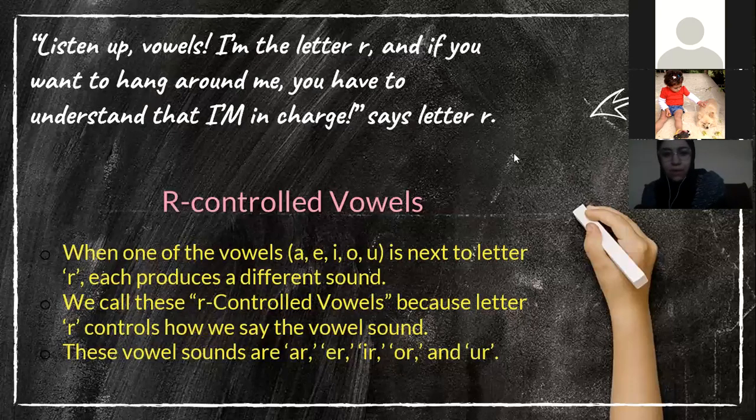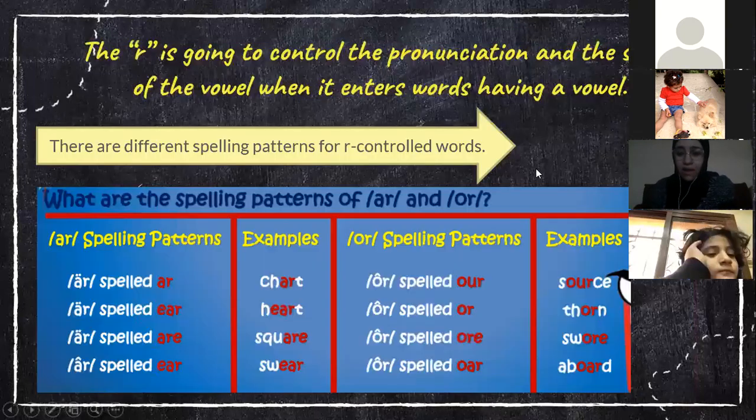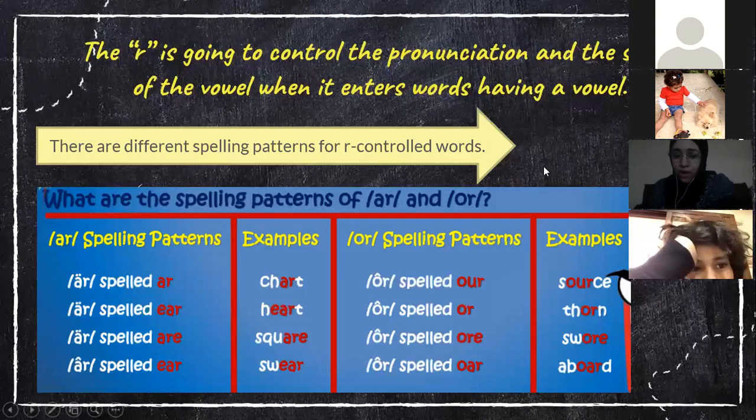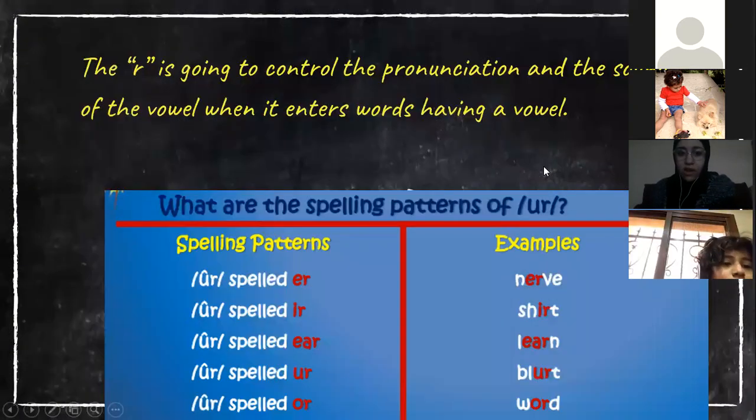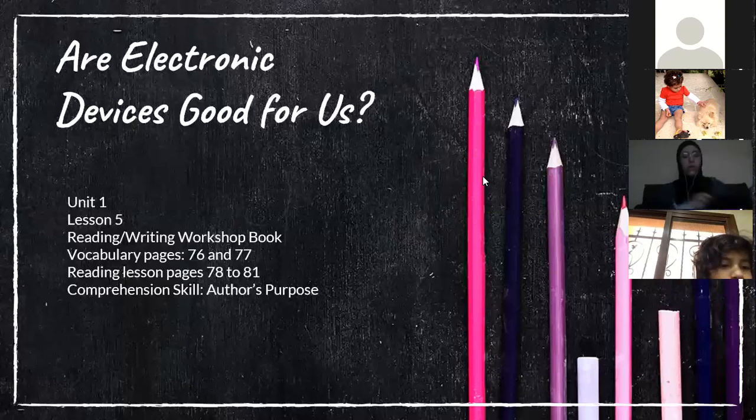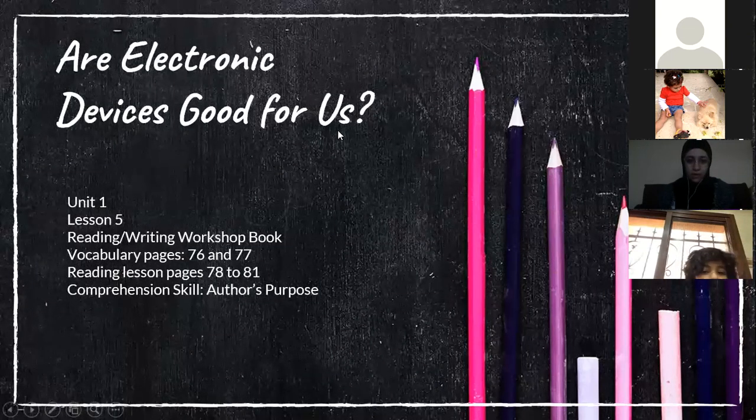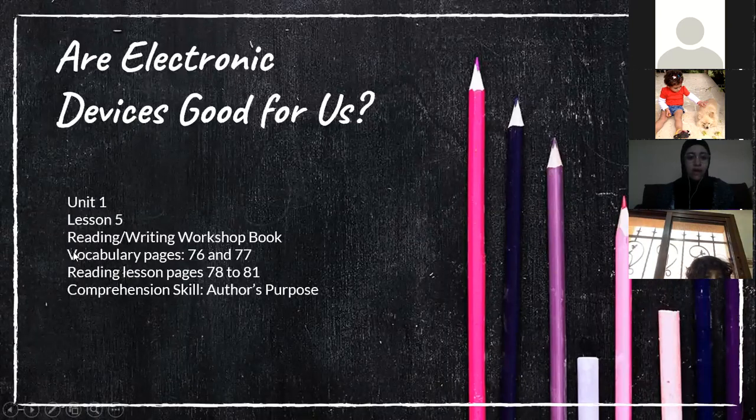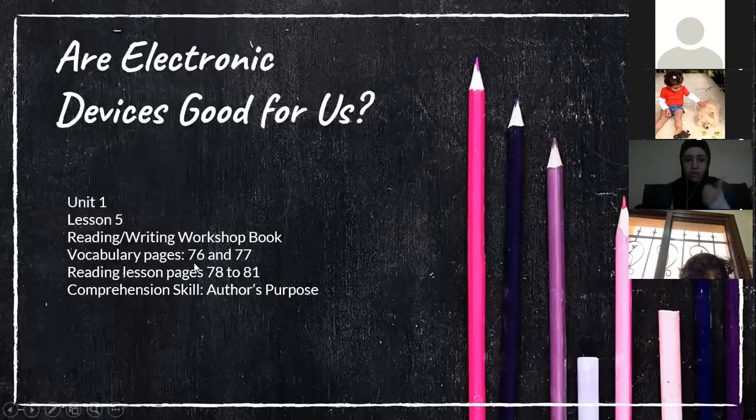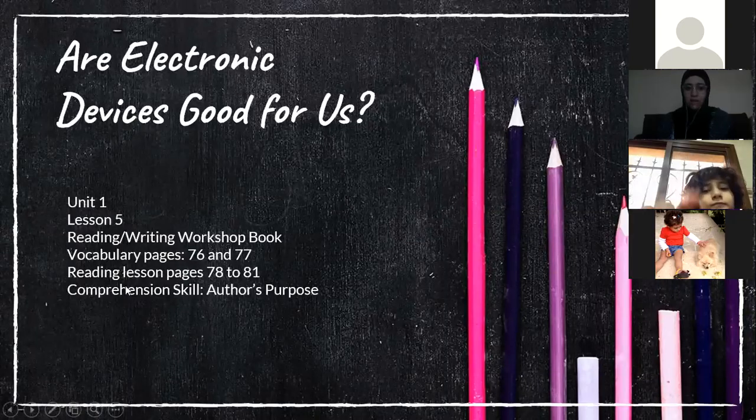Okay, we finished the phonics part. And as I said, you can solve the pages on your ISI booklet if you want, the pages regarding the phonics. So what we're going to cover today is comprehension. We're going first to cover unit one, lesson 5. Its title is Are Electronic Devices Good for Us? The pages are in the Reading Writing Workshop book, the reading book. The vocabulary pages are 76 and 77. The reading lesson pages are 78 to 81.